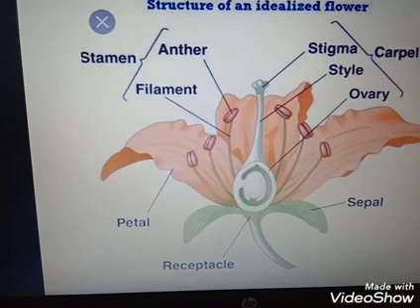Epidermis and the second layer, endothelium, are a single layer. But the third layer, the middle layer, consists of 1 to 3 layers. Clear? Epidermis and endothelium are seen in a single layer, but the middle layer is seen in 1 to 3 layers. Then the fourth layer, the innermost layer, is the tapetum.